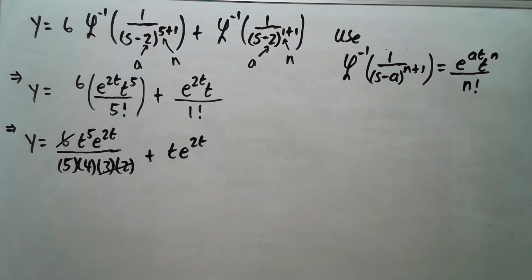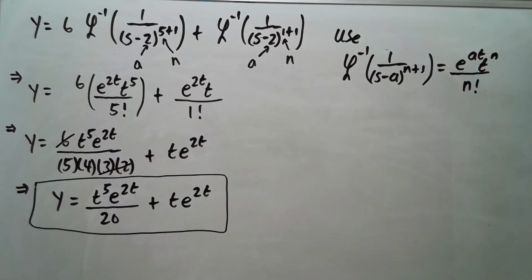So our final answer then will be t to the 5th e to the 2t over 20 plus t e to the 2t. So this should be the solution to the initial value problem at the beginning. I'll let you check that if you wanted to. Okay, so we're done, so let's leave it there.